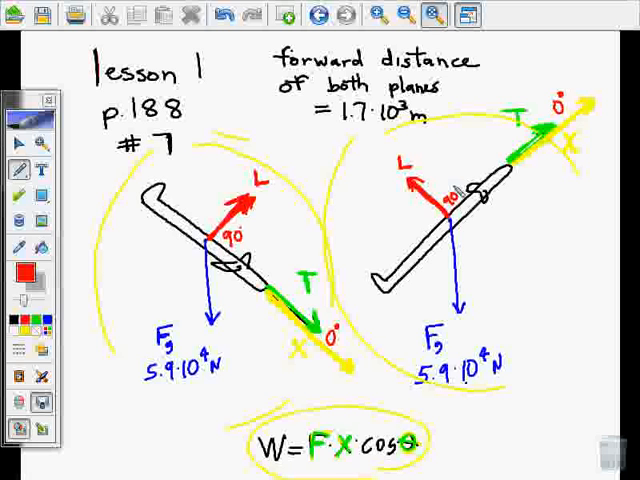So how much work is the lift force on the left doing? 0. How much work is the lift force on the plane on the right doing? 0. So does the lift force contribute to a difference in the work done of the two planes? No. So what does that leave us with? Fg, the weight force. Now, once again, the same Fg is acting on both planes. And in both cases, the plane is moving forward the same x, the same forward distance.